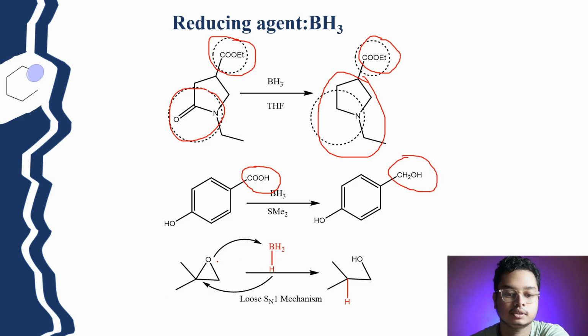Similarly, in the epoxide case, an SN1 type mechanism has been observed, similar to NaBH4, which I discussed in class 3. So the more hindered side actually gets hydride attack, and this type of product is generated.